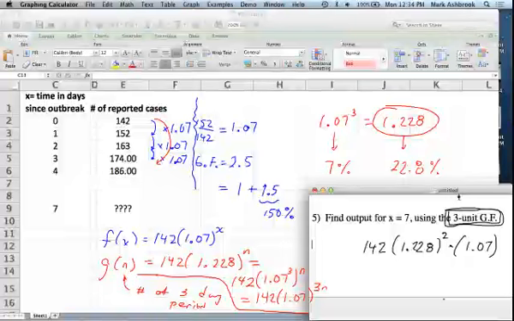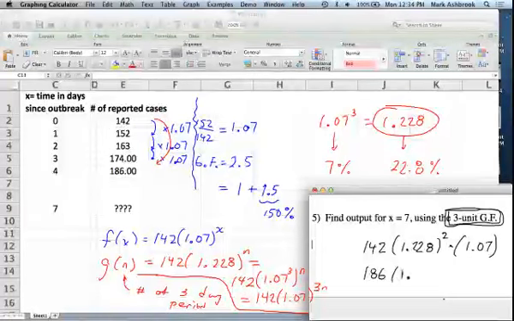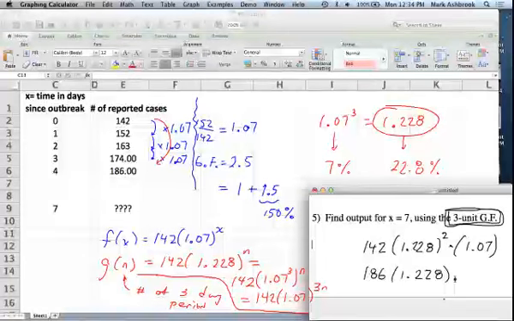and we want it at x equals 7. So how can we do it really easily? Take the 4th day, which is 186, and then multiply it by the 3-day growth factor. That's it. That's all you need to do. If you want the number of cases on the 7th day, you know what it is on the 4th day. Just take the number on the 4th day, multiply it by the 3-day growth factor, and it gives you the number of cases on the 7th day.